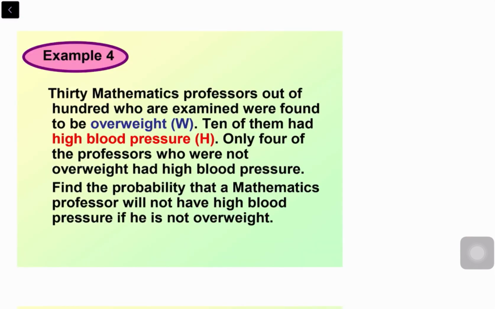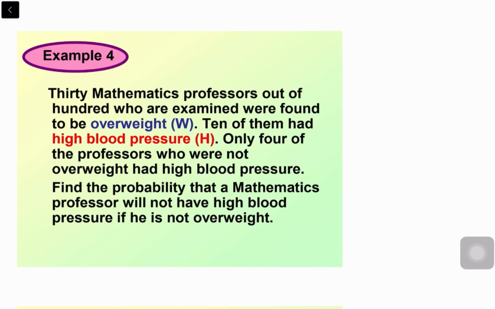Next is example 4. 30 mathematics professors out of 100 who were examined were found to be overweight, which is denoted by W. 10 of them had high blood pressure, denoted by H. Only 4 of the professors who are not overweight had high blood pressure. Find the probability that a mathematics professor will not have high blood pressure if he is not overweight.